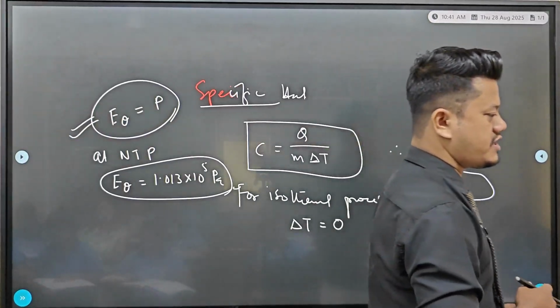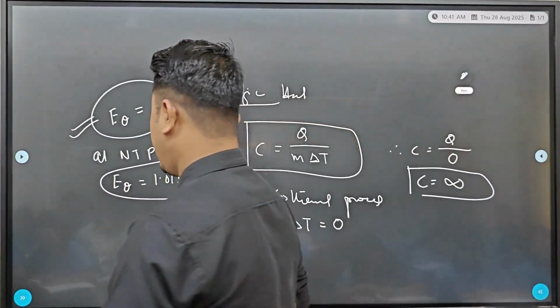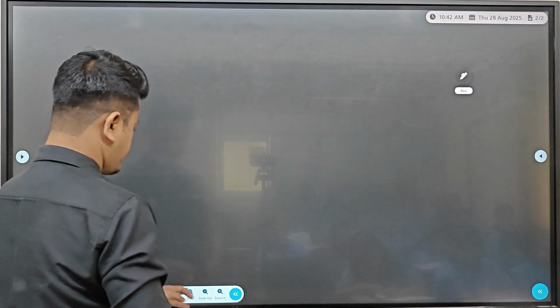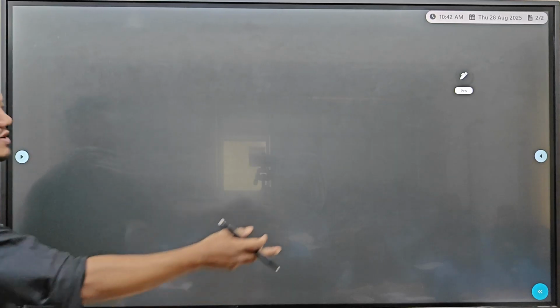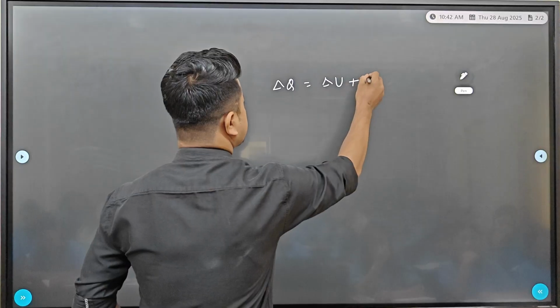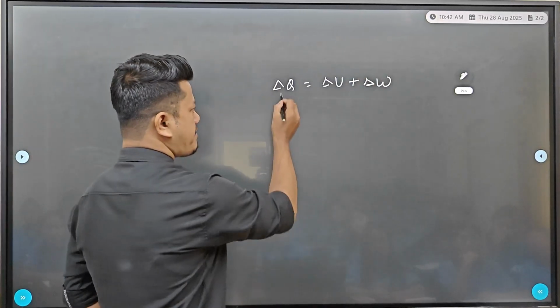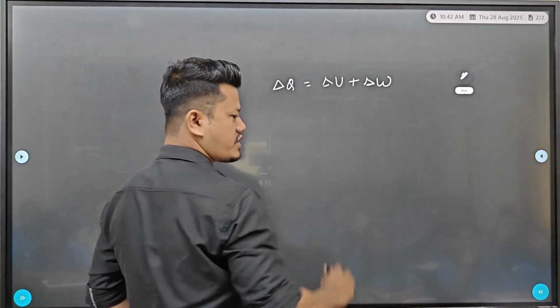The last interpretation is from the first law of thermodynamics. What was the first law of thermodynamics? It was del Q equal to del U plus del W. Yes or no? This is the amount of heat, this is the change in internal energy, and this is the work done, right?